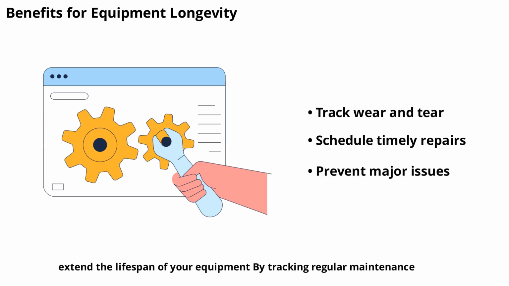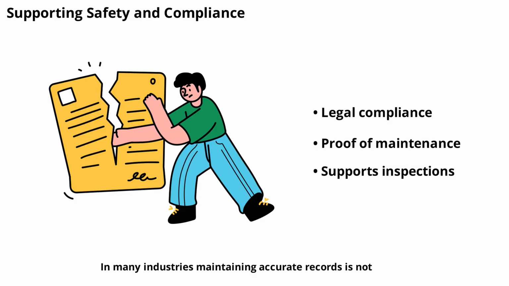By tracking regular maintenance, you can identify patterns of wear and tear, schedule timely repairs, and prevent minor issues from becoming major problems. This proactive approach not only saves money, but also ensures that your equipment operates safely and efficiently for years to come. In many industries, maintaining accurate records is not just good practice, it's a legal requirement.